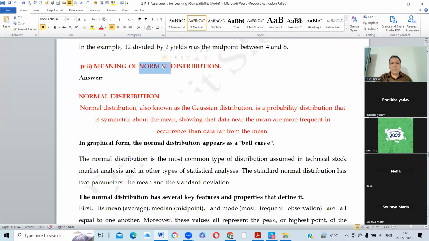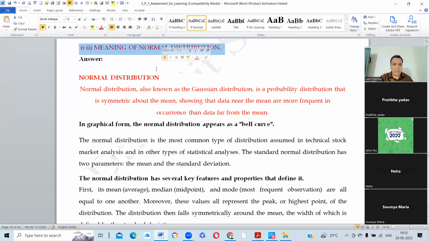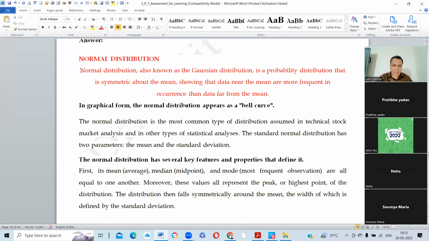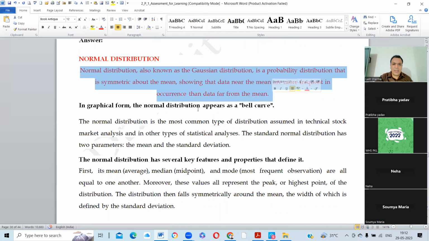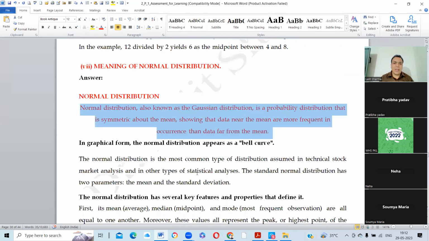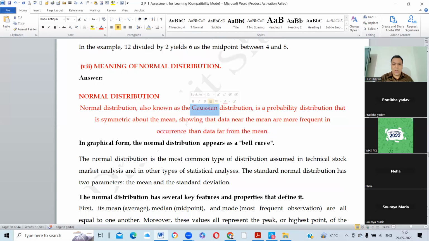A question, some meaning of a normal distribution. So normal distribution we have covered in the long questions. So otherwise in the short I have covered. Normal distribution is also known as Gaussian distribution. ये उसका नाम है mathematician का, right? This is the name of a mathematician, Gauss, right?